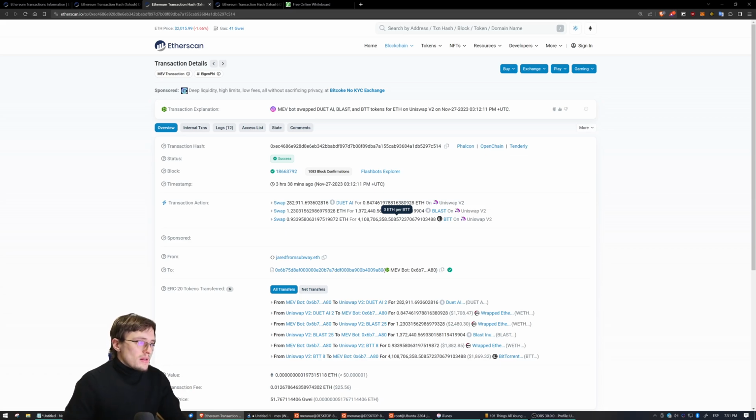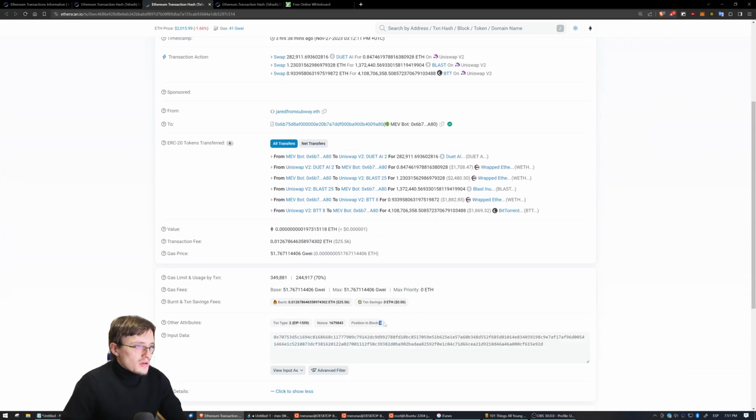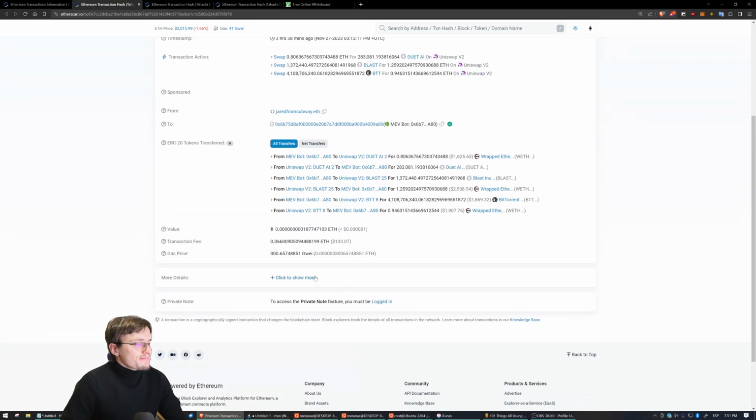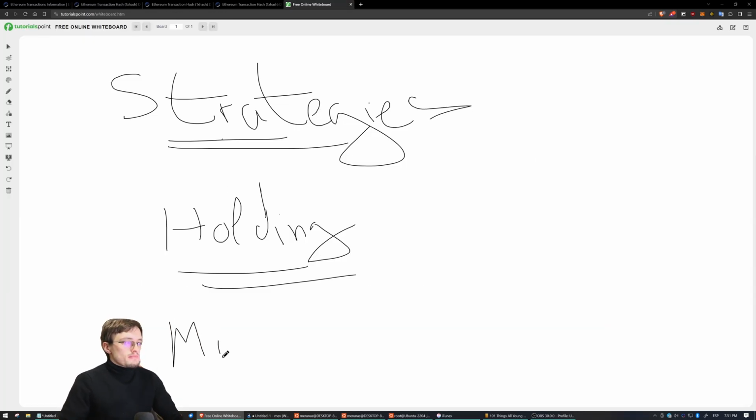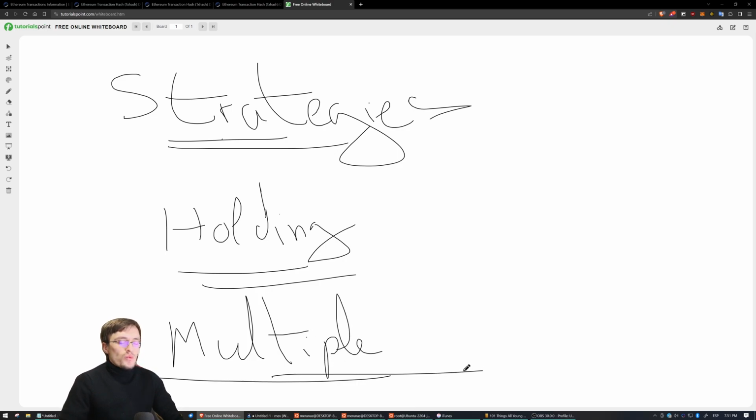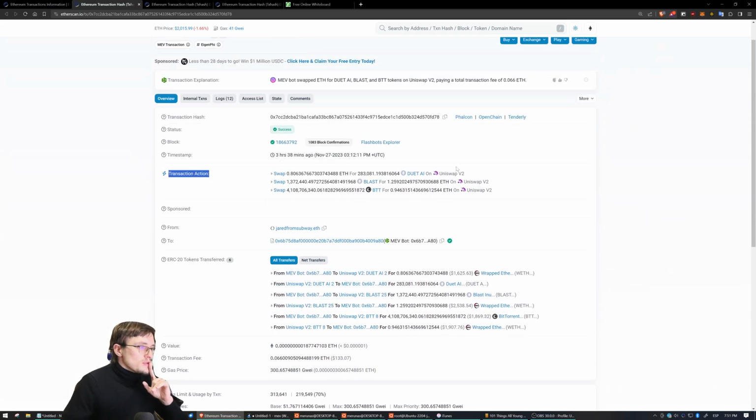Well, if you take a look at the position in the block, you can see that it's zero and this is positioned at position 5, which means he is sandwiching multiple tokens at once. Instead of just sandwiching one transaction, he's sandwiching 1, 2, and 3, or maybe more, whatever is available at the time in one single block. So instead of just doing this one and then maybe in another block this one, he's doing all of them at the same time.